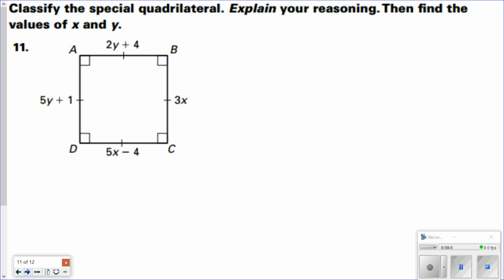All right, next, classify the special quadrilateral, explain your reasoning, and then find the values of x and y. All right, so let's start with the easy question. What type of quadrilateral do we have here? Is it a rhombus, is it a rectangle, or is it a square? The answer is a square. And we see that because we have 4 congruent sides and we have 4 right angles.